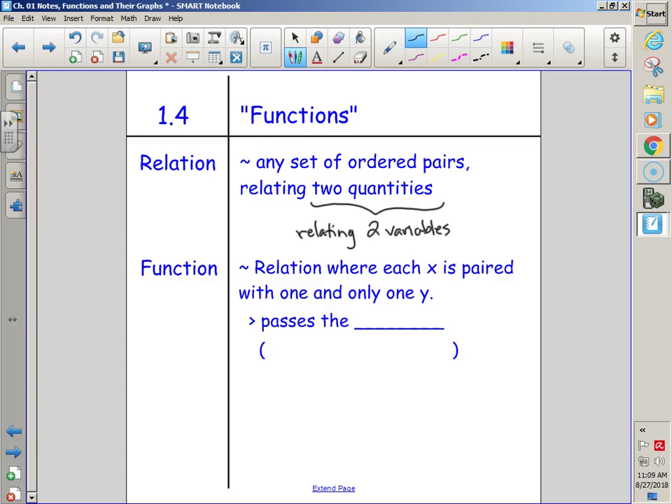That's something that we're going to have to learn by doing practice in section 1.4. We'll get back to that in just a little bit, but a relation is any set of ordered pairs, any data, nothing special. As long as two variables are related with some sort of numbers in between, we can call it a relation. But a function, you guys have seen it before.